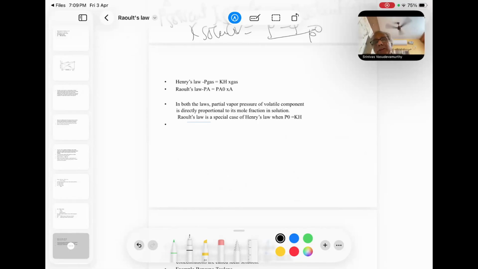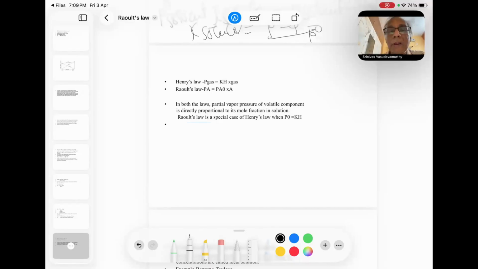Henry's law gives you the solubility of a gas in a solution. That's what you are seeing in Henry's law. There, partial pressure of the gas above the solution is equal to Kh, Henry's law constant, into mole fraction of gas in the solution. As the partial pressure increases, mole fraction of gas in the solution also will increase.